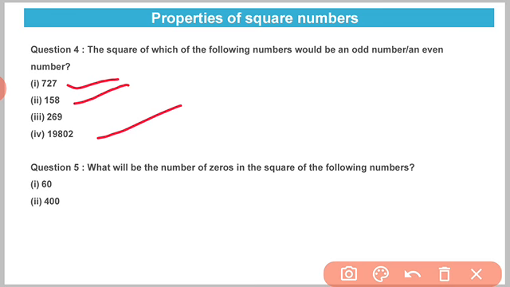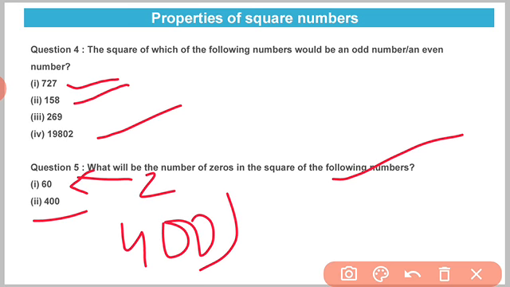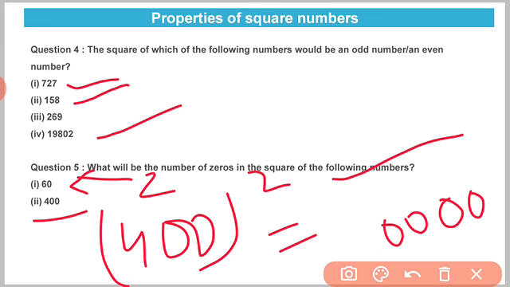What will be the number of zeros in the square of the following numbers? So we need to find the number of zeros. So we know that a square number can have only an even number of zeros. Means if there is 1 zero, then it will have 2 zeros in the square number. So square of 60 will have 2 zeros in the square number. What about 400? When we squared 400, it will have 4 zeros.